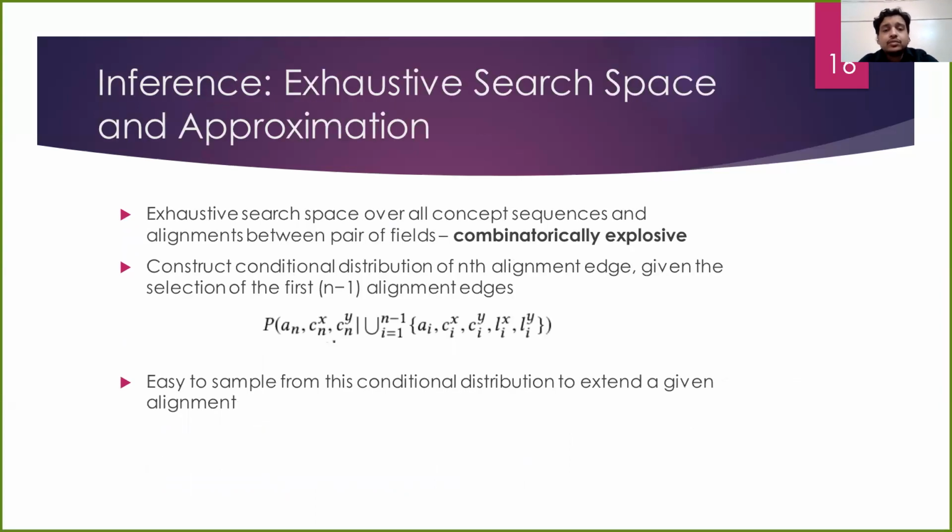Now, the search space to find all possible concept decompositions and alignments between two field names and get the optimal one is combinatorially explosive. And thus, we introduce a Monte Carlo approximation that samples one aligned concept pair at a time. Successive sampling of the aligned concept pairs forms a complete alignment. For that, we have constructed the conditional distribution of the nth aligned concept pair given the selection of the first n minus 1 aligned concept pairs, on top of the sample space of possible alignment edges or aligned concept pairs.